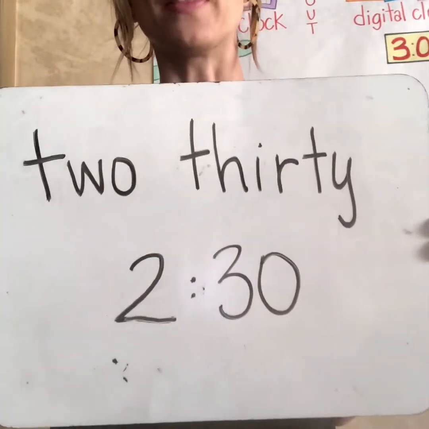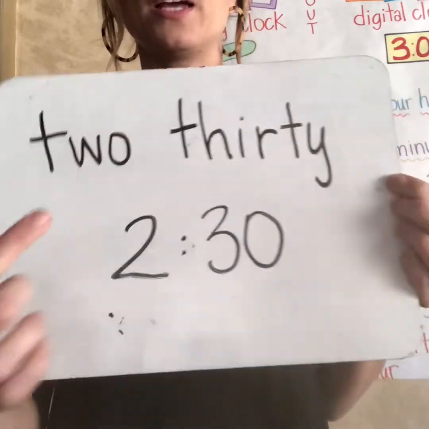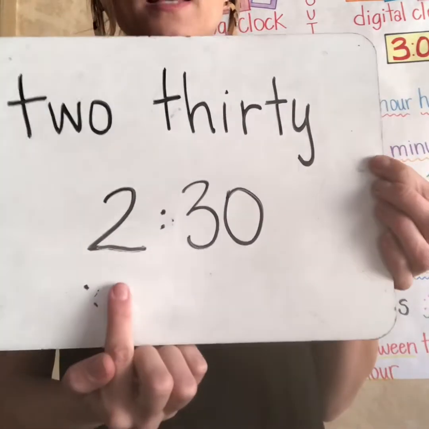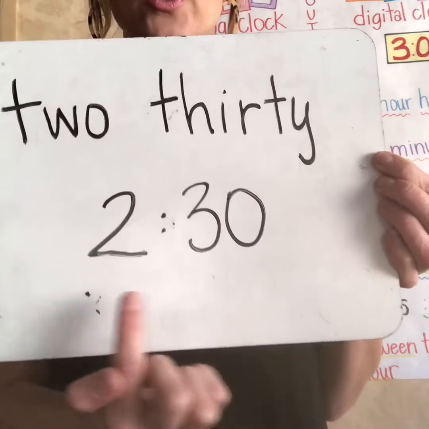This is how you would write the time 2:30 in words. This is how you would show it on a digital clock. 2:30.